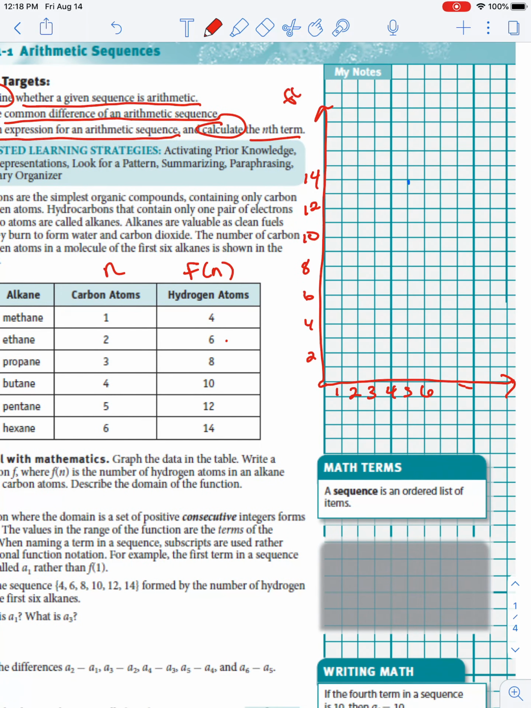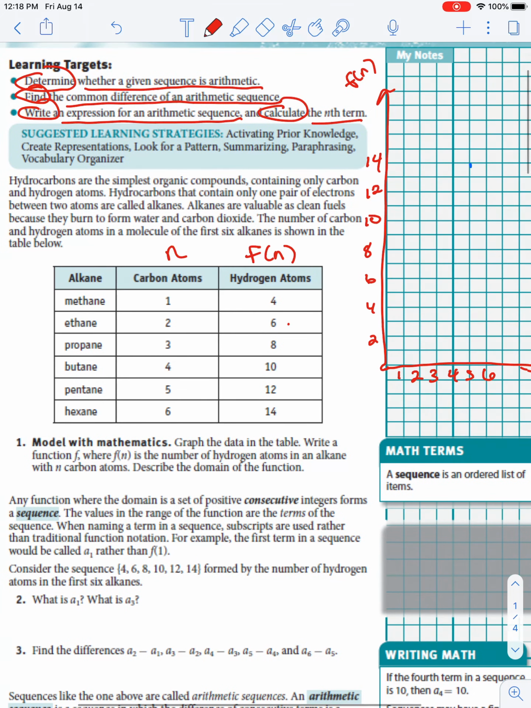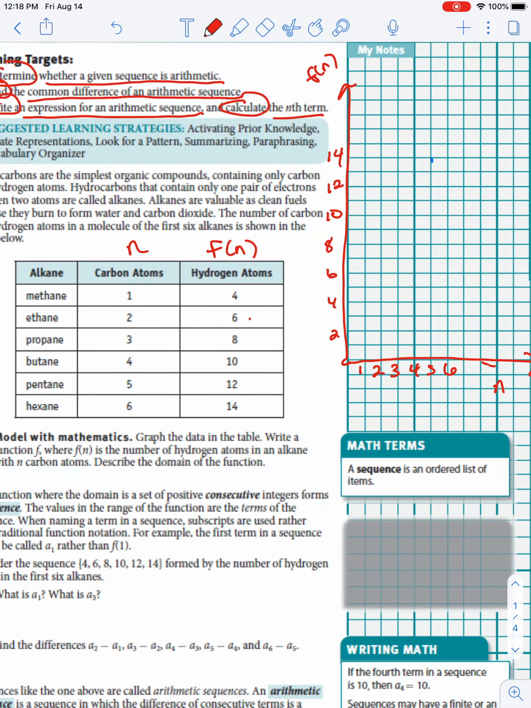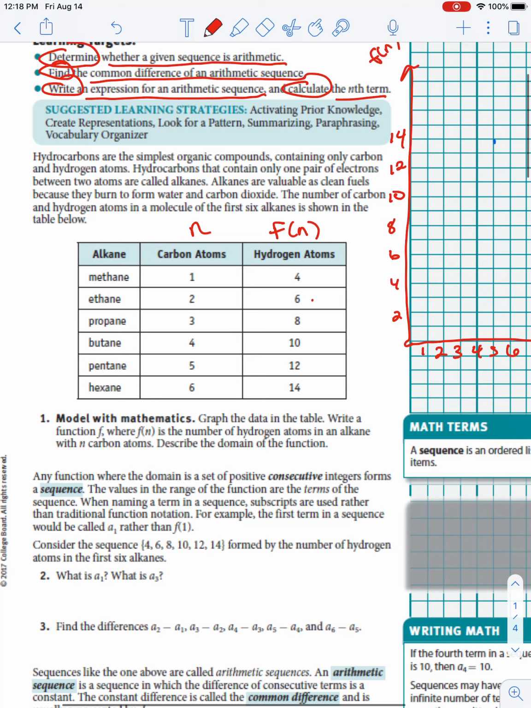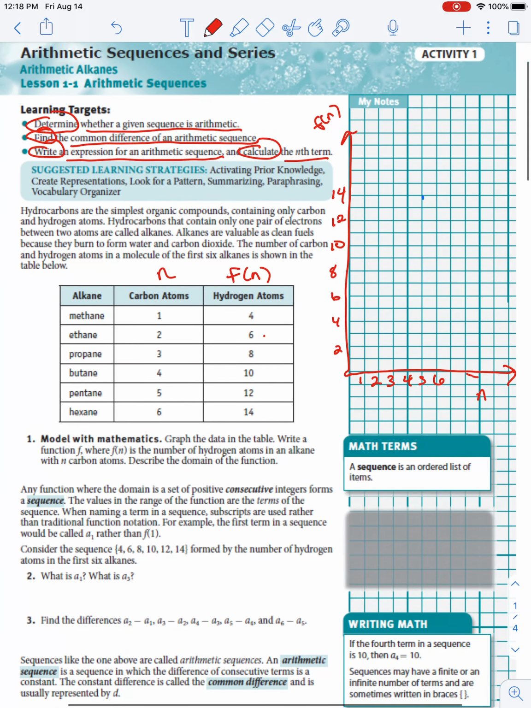All right, so these are going to be our hydrogen atoms, f of n, and these are our carbon atoms, n. And we're going to look at the relationship between the two, and we're going to write a function, f, where f of n is the number of hydrogen atoms. And then we're going to also describe the domain of the function. So there's our first question.